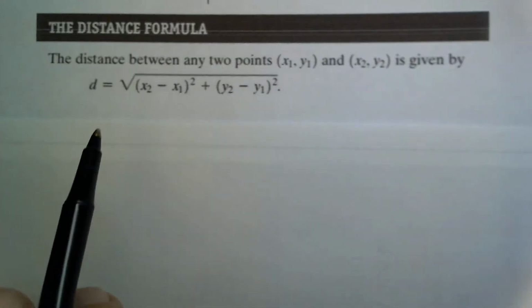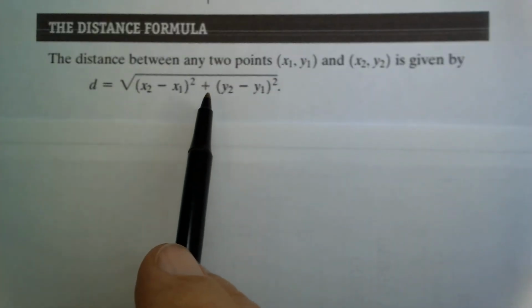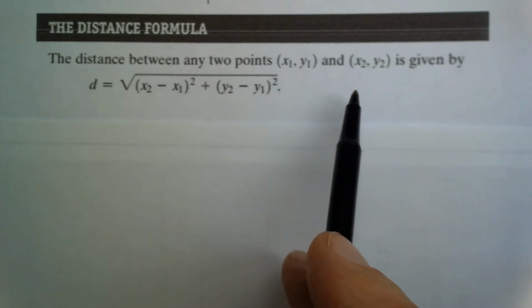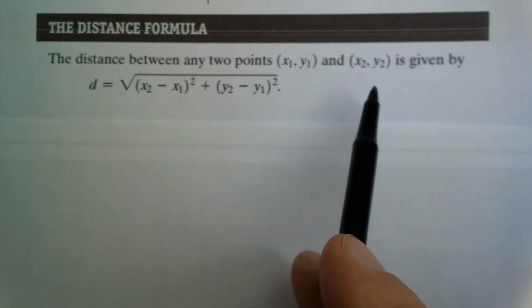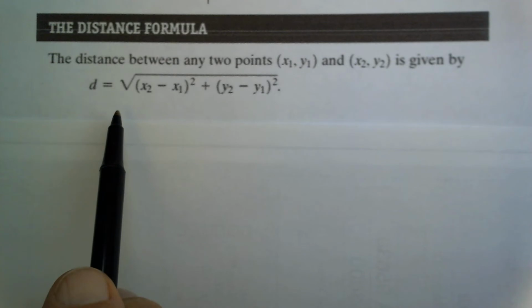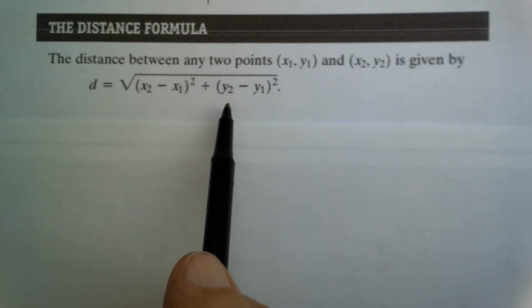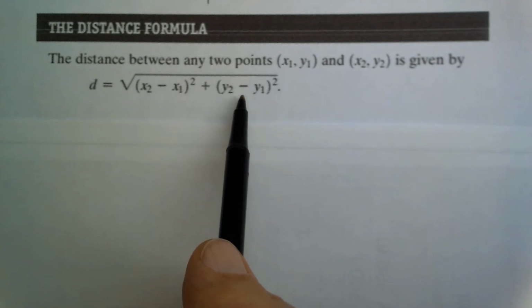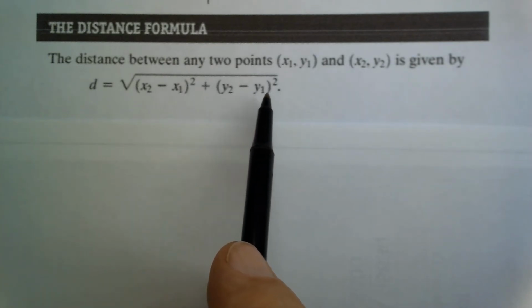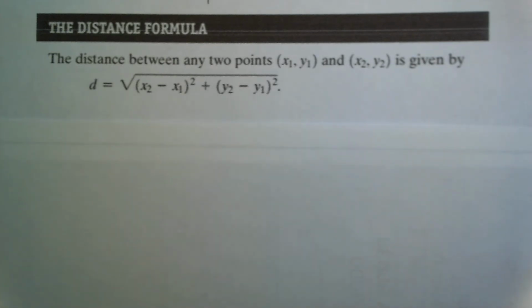So here's the distance formula for any two points, x sub 1, y sub 1, and x sub 2, y sub 2. It's given by d equals the square root of x sub 2 minus x sub 1 squared plus y sub 2 minus y sub 1 squared. So it's simply an application of the Pythagorean theorem.